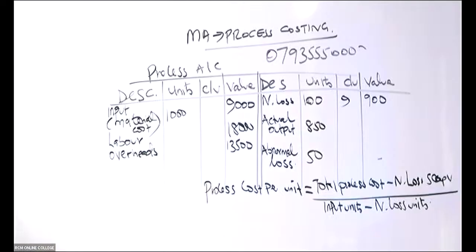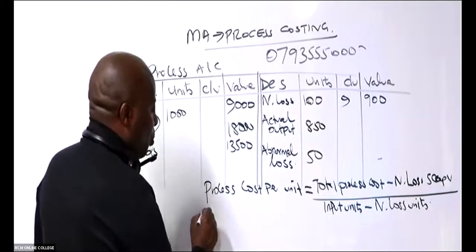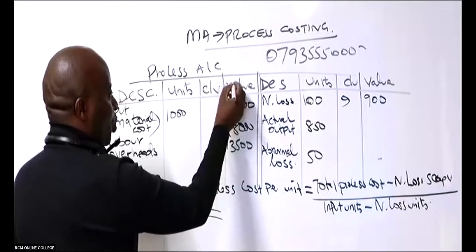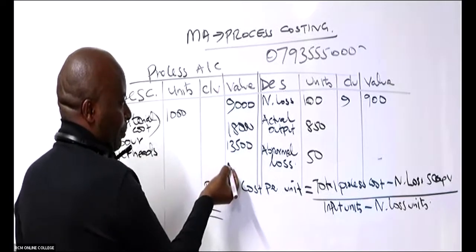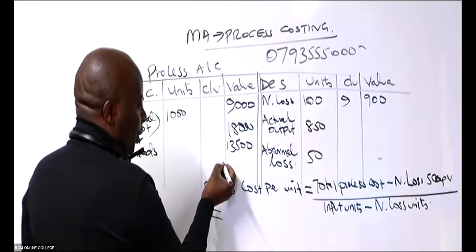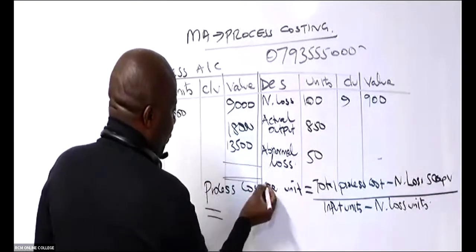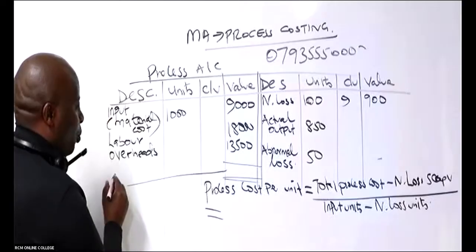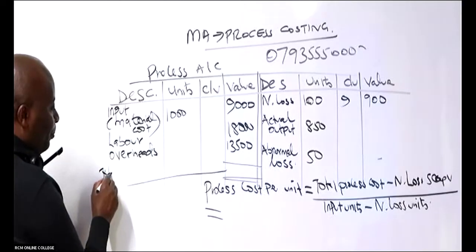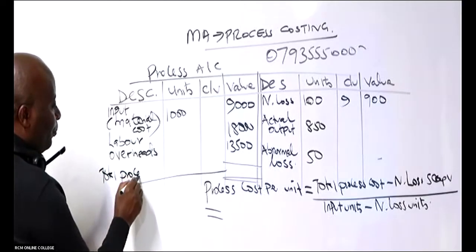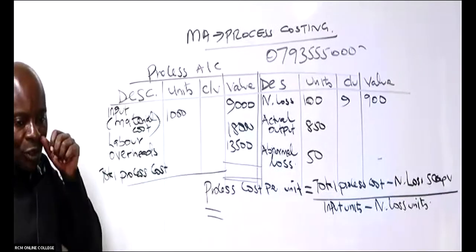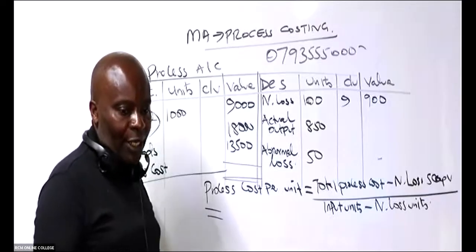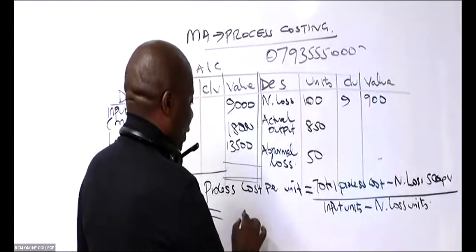So in this case here, can somebody give me the total process cost? Total process cost, you add these expenses on the debit side. Add all of them. So the total process cost, anybody who is able to give me this figure? Total process cost, I'm being told, is 4,500.